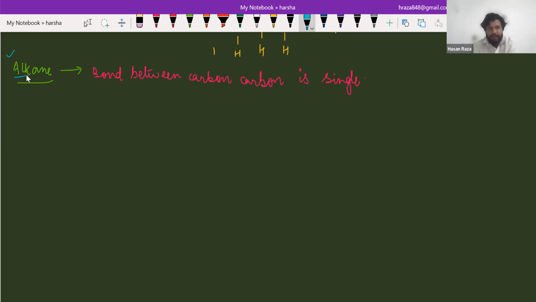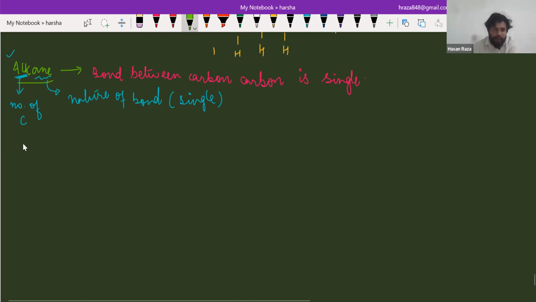Basically, this "alk" represents the number of carbon, and "ane" represents the nature of the bond. That means basically single. If it is written alkane, that means the bond between carbon is single.